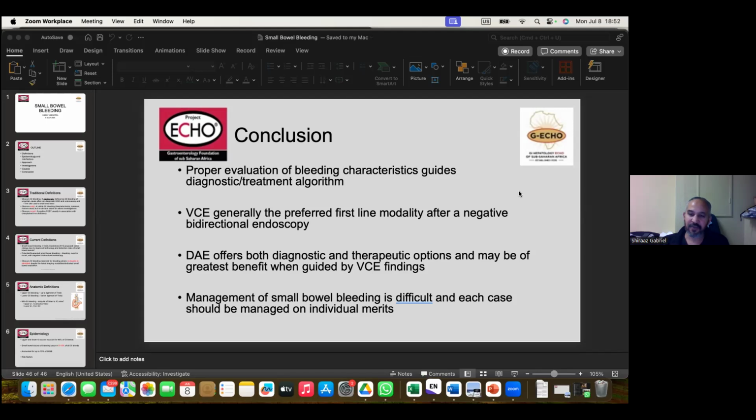Red cell scans, I don't know who uses them, but the literature says they are good for slow bleeds, but I don't think they really work.